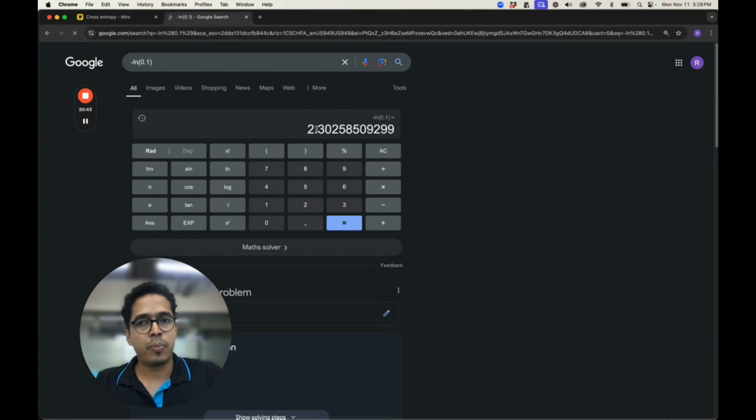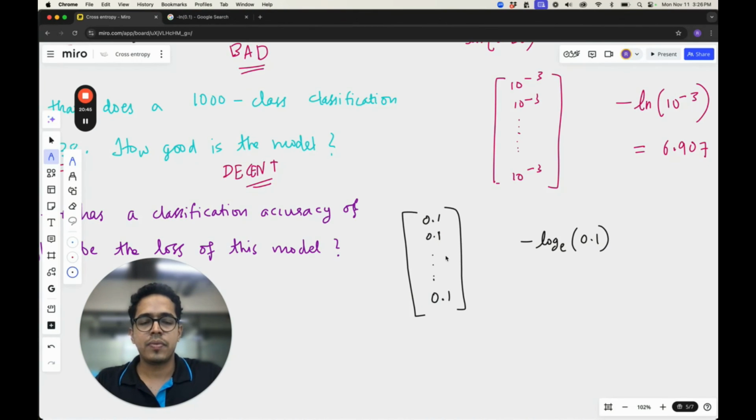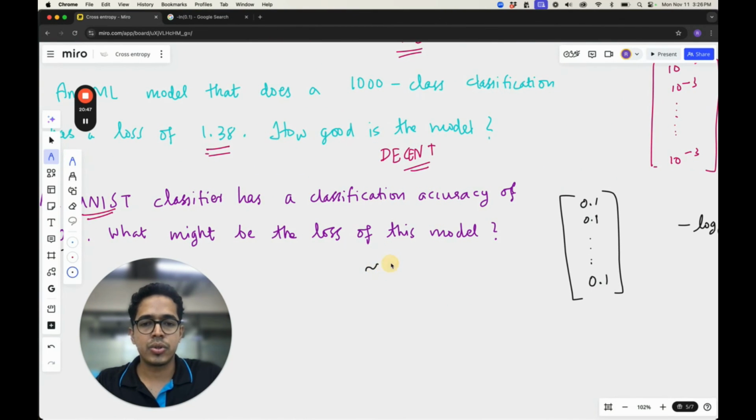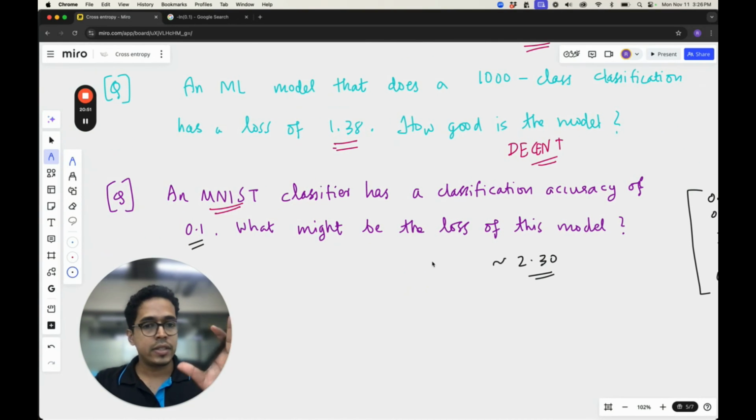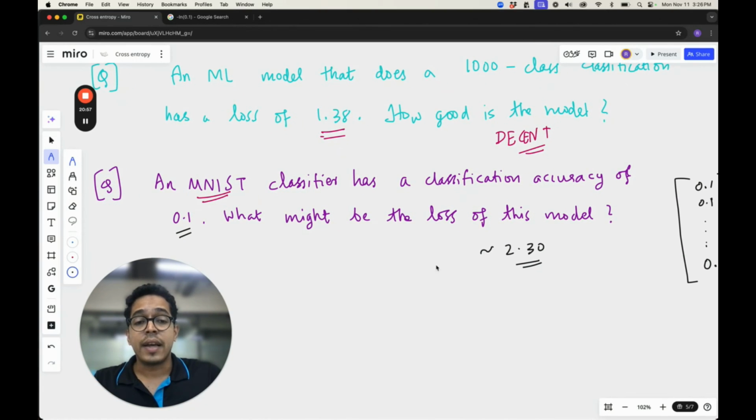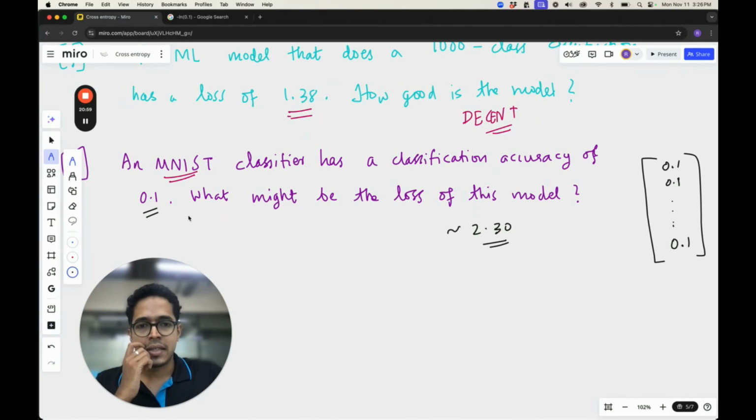0.1 means 2.30. So the loss of this model would be close to 2.30. In all likelihood, I'm not saying it will be exactly 2.30. It can be less than 2.30 also. And you know how? If, for whatever reason, the classification accuracy of this model is 0.1, but the loss is 2 in one case.